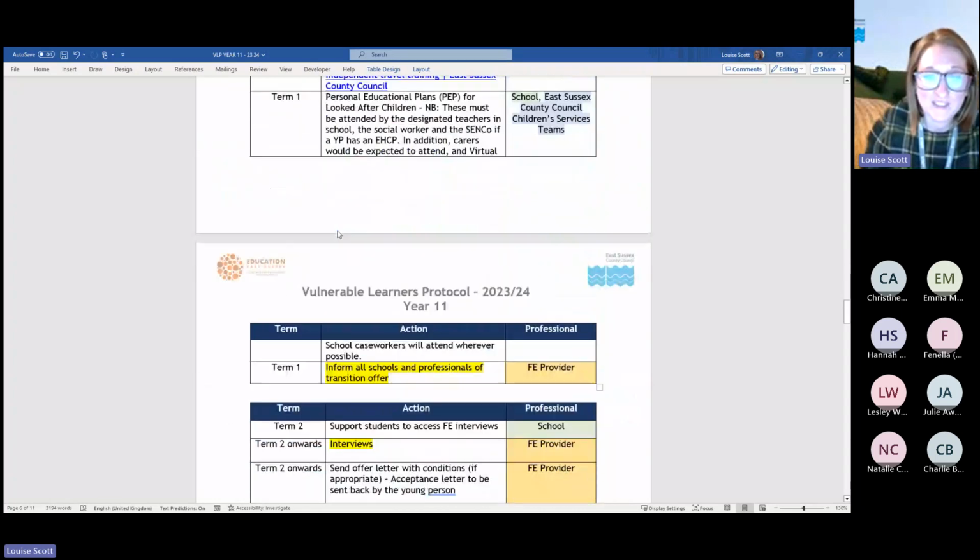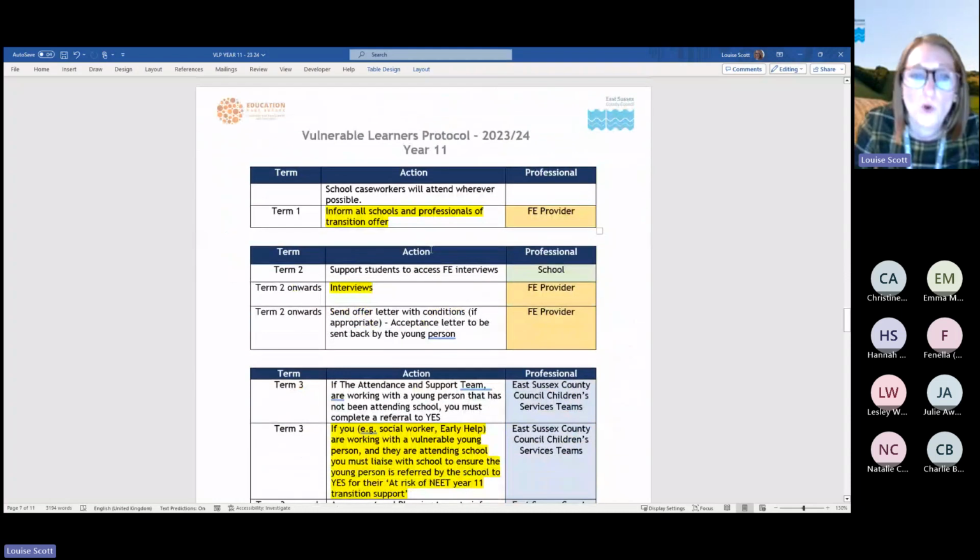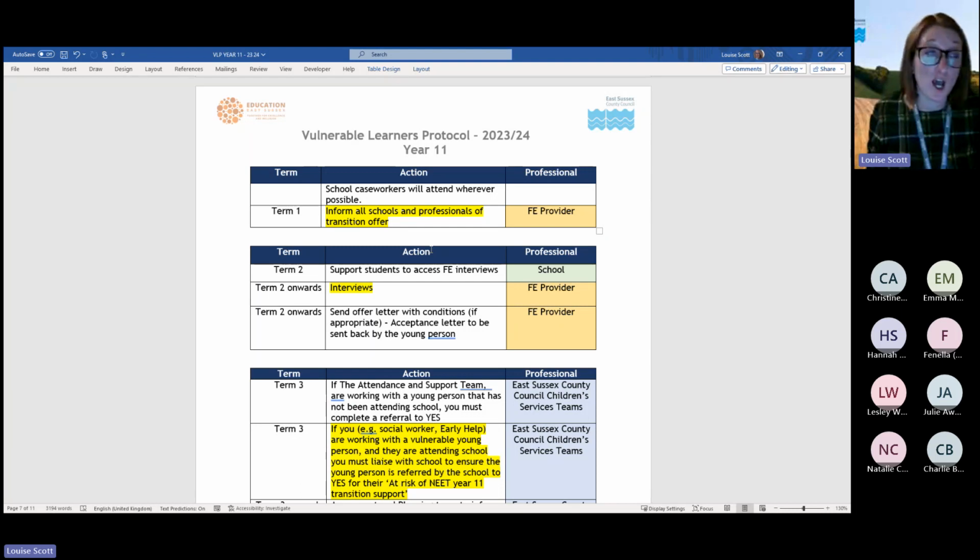Scrolling down, so still in term 1, we've got term 1 for the further education provider, inform all schools and professionals of the transition offer. So again, as I've just said, this might not happen in term 1. This might actually happen in perhaps throughout year 10 and maybe later in the academic year. But this is a reminder for further education providers to share all that information. And as I say, it's for the other settings, professional schools, to know that that information can and will be shared via the further education provider.